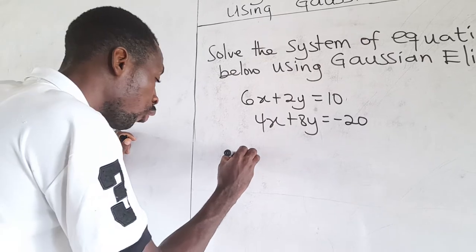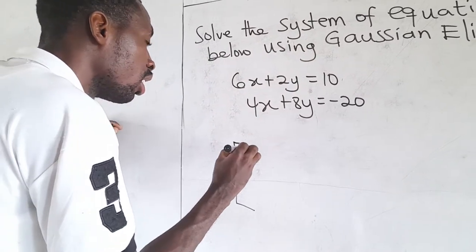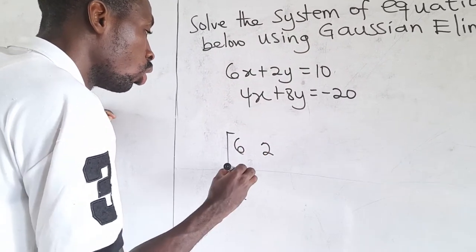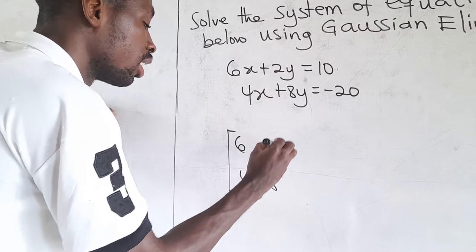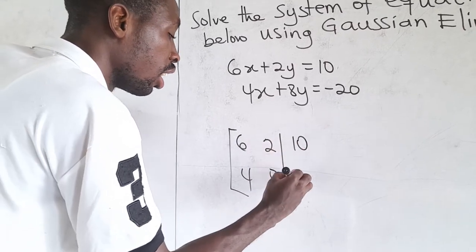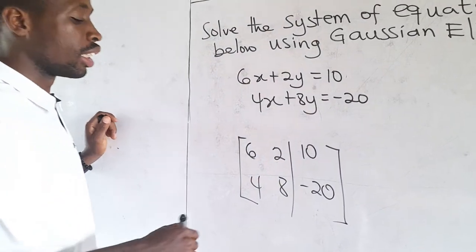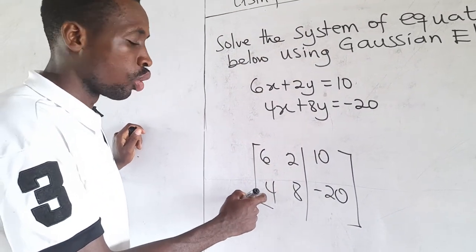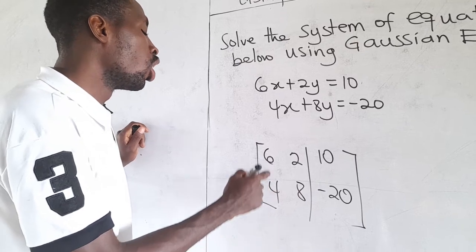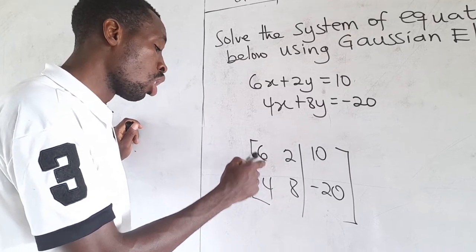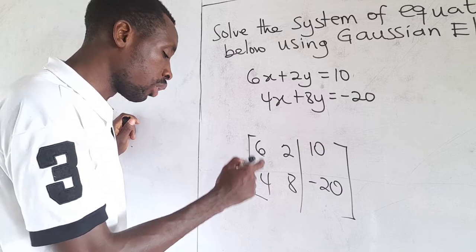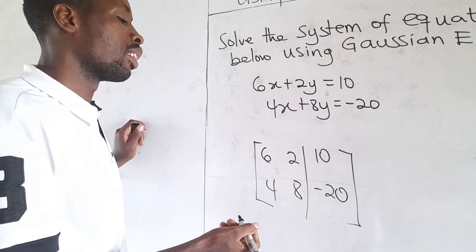So what do we do? We form the augmented matrix. So 6, 2, 4, 8. Then 10, negative 20. So what next? We make the entry here 0. Make this first entry 0. So if you multiply this by 4, and you multiply this by 6, and you subtract this from this, then it becomes 0.